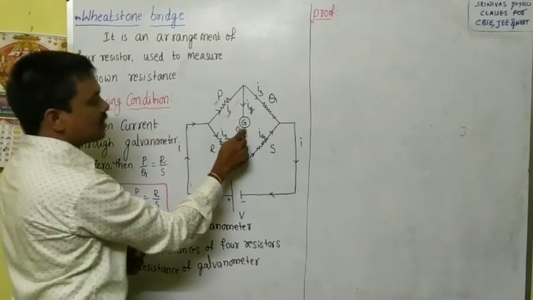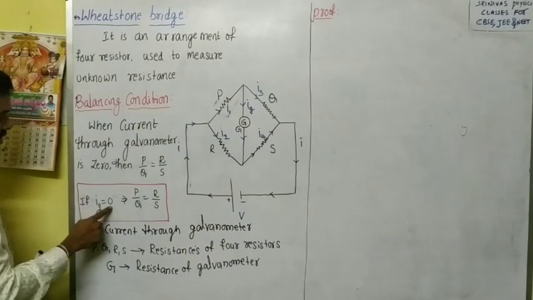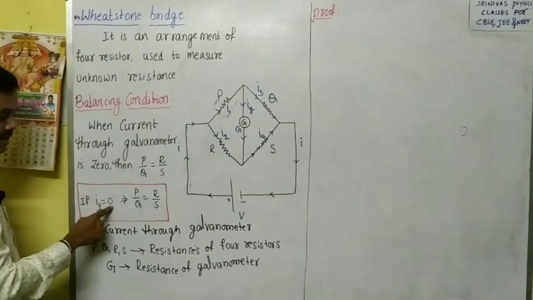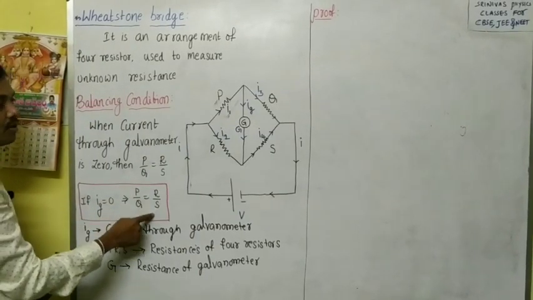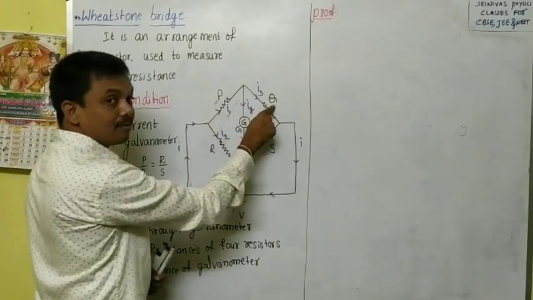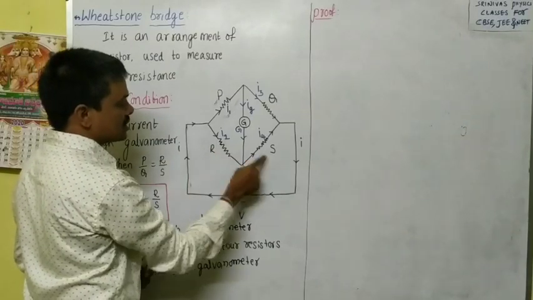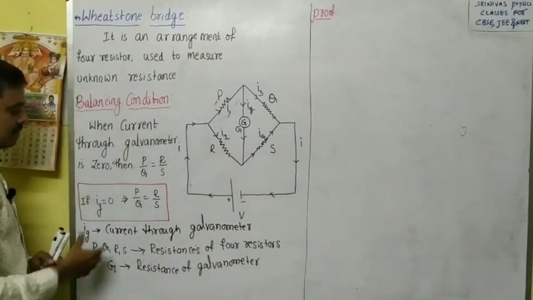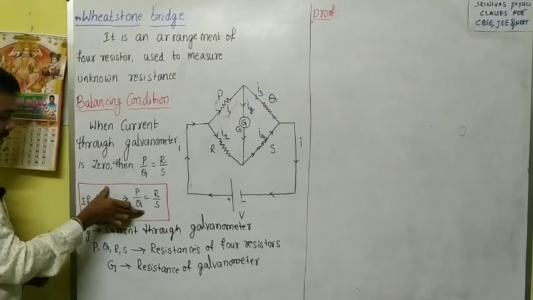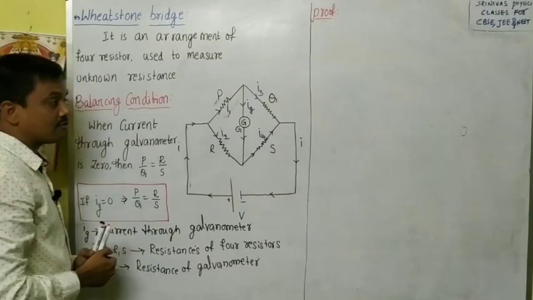Then we write, if Ig is 0, that means the current through the galvanometer is 0, then P by Q equals R by S. That means the ratio of these two resistances, P by Q, is equal to the ratio between these two resistances, R by S. This is the balancing condition. Now let us see what the various terms are that we are using.